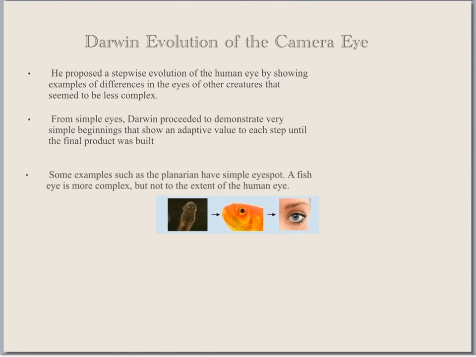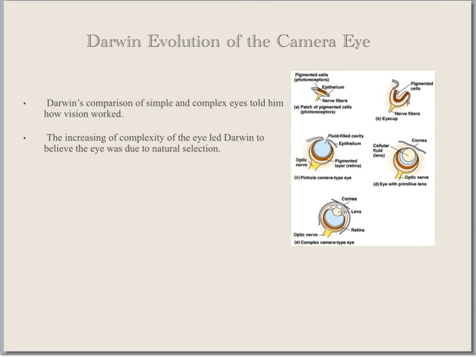Darwin's evolution of the camera eye. He proposed a stepwise evolution of the human eye by showing examples of differences in the eyes of other creatures that seem to be less complex. From simple eyes, Darwin proceeded to demonstrate very simple beginnings that show an adaptive value to each step until the final product was built. Some examples, such as the planarian, have simple eye spots. A fish eye is more complex, but not to the extent of the human eye. Darwin's comparison of the simple and complex eyes told him how vision worked. The increasing complexity of the eye led Darwin to believe that the eye was due to natural selection.